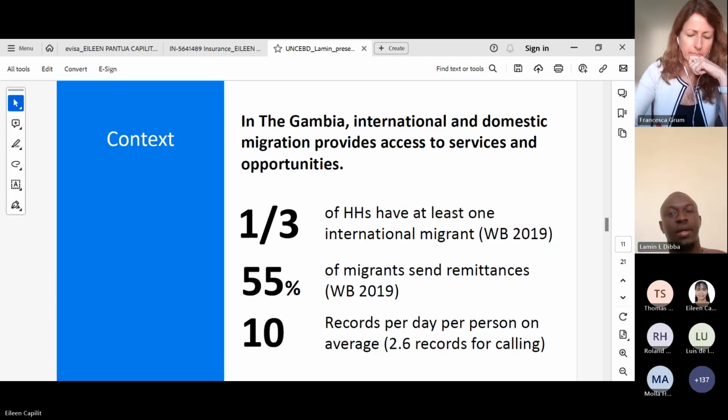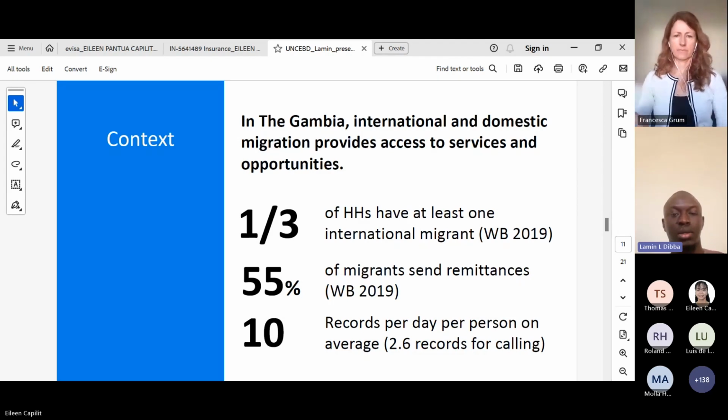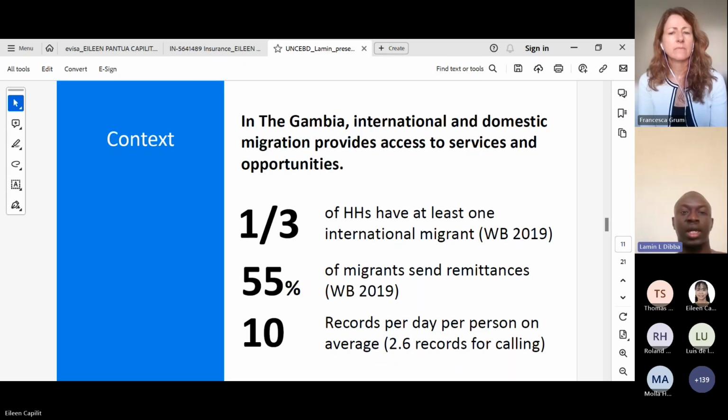Yeah. So based on the 2019 migration study, it was revealed that one third of households in the Gambia have at least one international migrant. And 55% of migrants were found to be people who send remittances to the Gambia. Now, based on the CDR data set we have, on average, every individual has about 10 records in the data set. So this is a very rich data set that we believe could be used to produce insight for policy. Next slide.